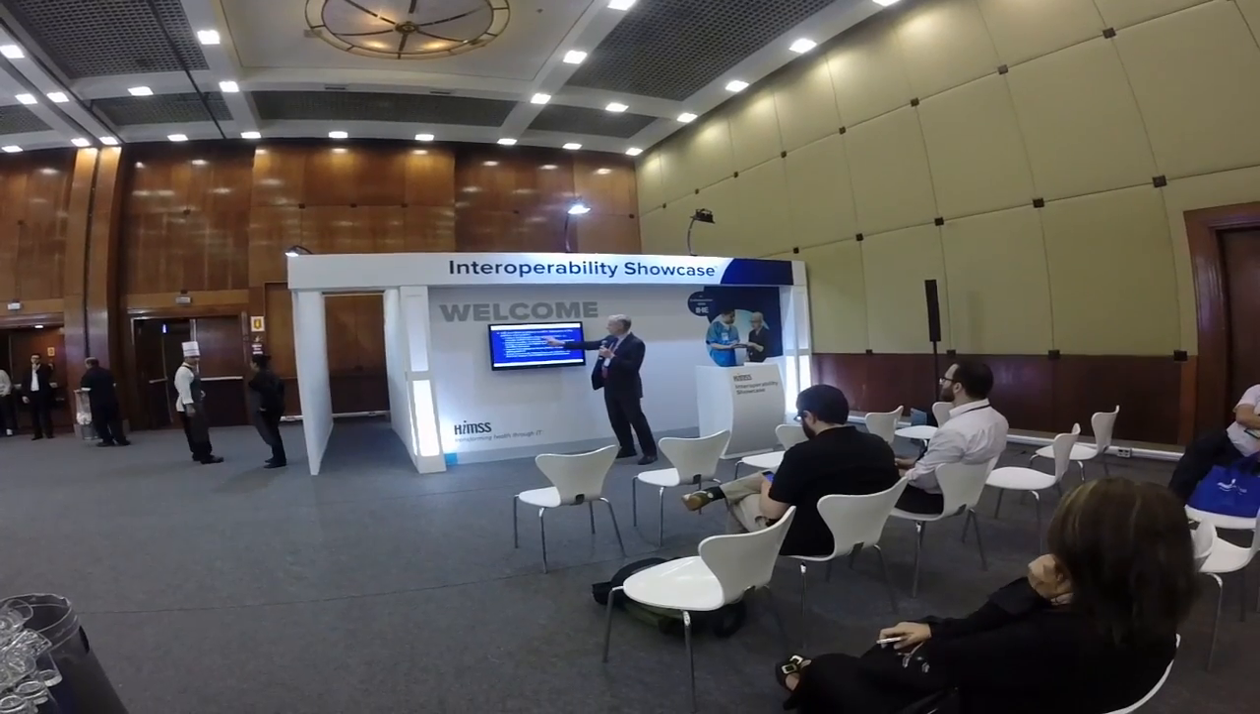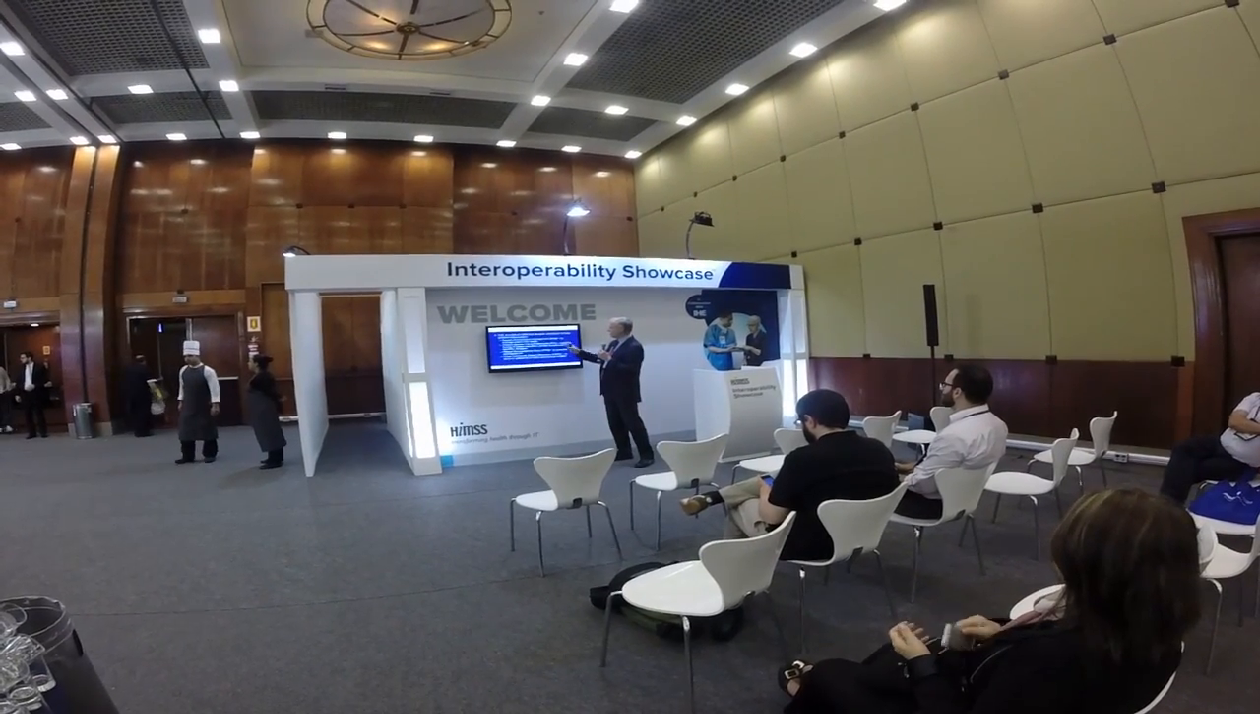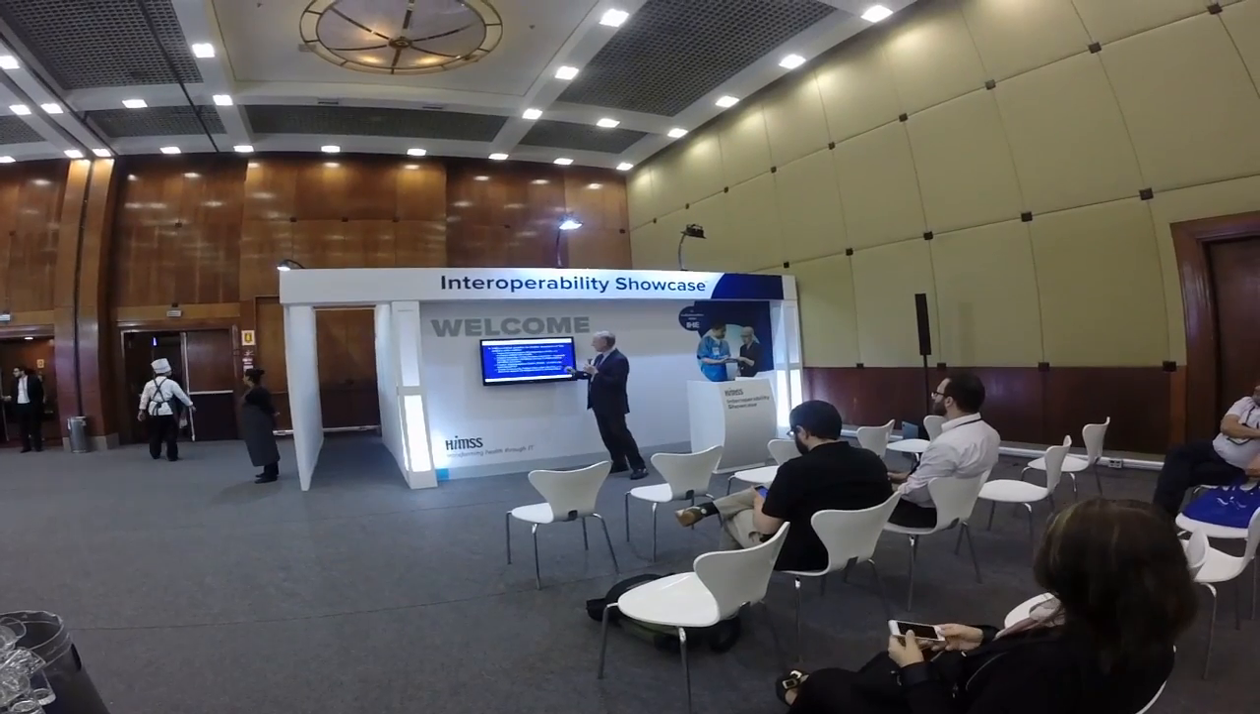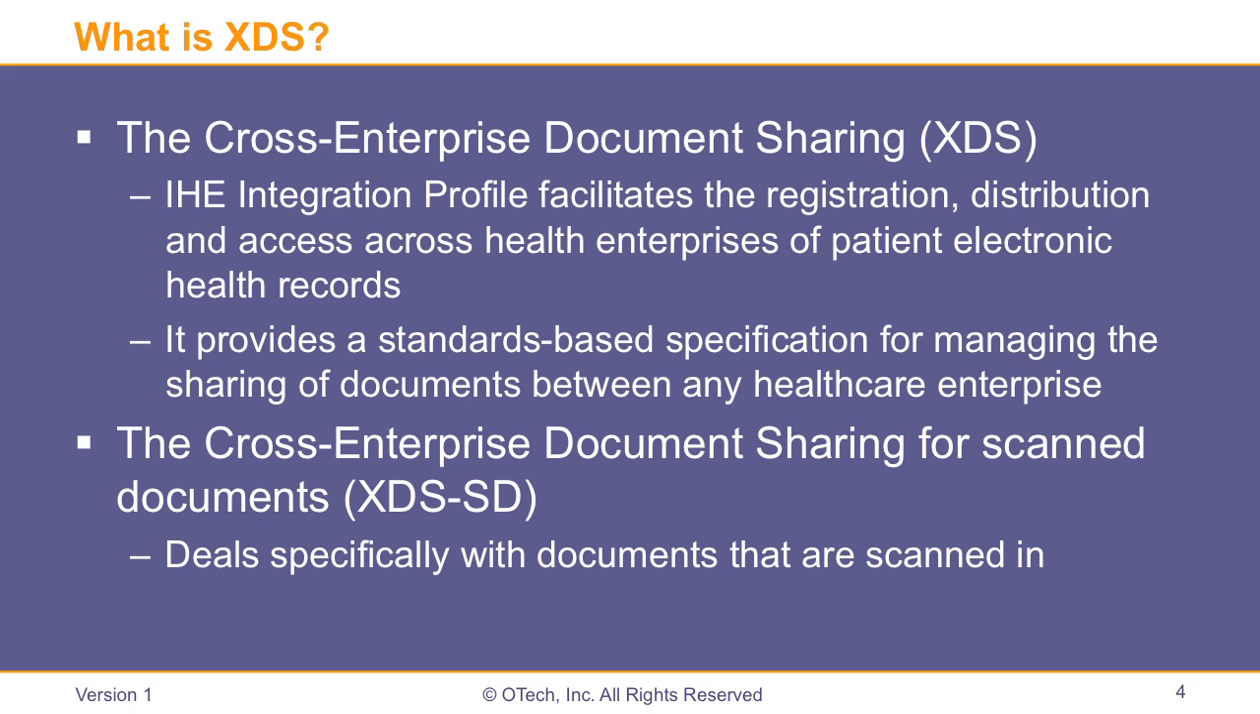So what is XDS? XDS stands for Cross Enterprise Document Sharing, and there's also a version for imaging. And IHE stands for Integrating the Healthcare Enterprise. So it's an IHE integration profile. It facilitates the registration, distribution and access across health enterprises of patient electronic health records.